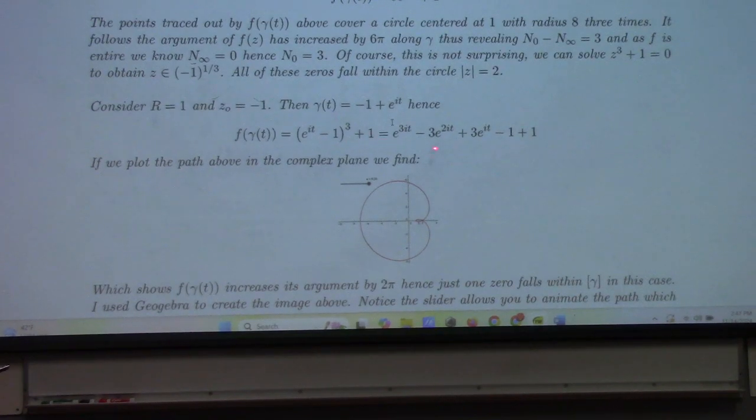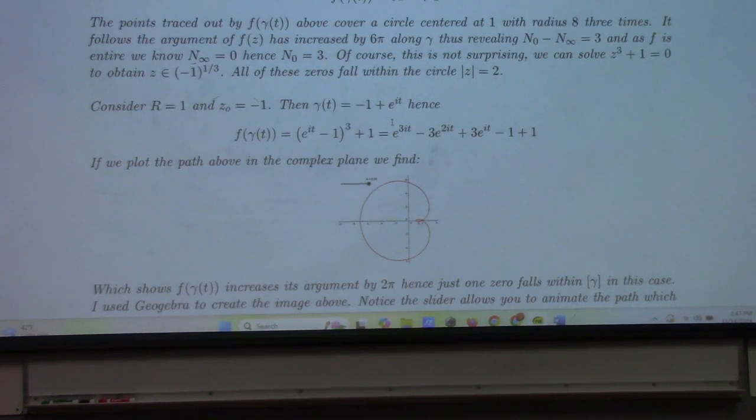And then it's like, well, what happens graphically if you have 3 e to the 3it minus 3 e to the 2it plus 3 e to the it minus 1 plus 1? Well, this is easy enough, right? I could have simplified that, I guess, but I mean, this is kind of a mess.